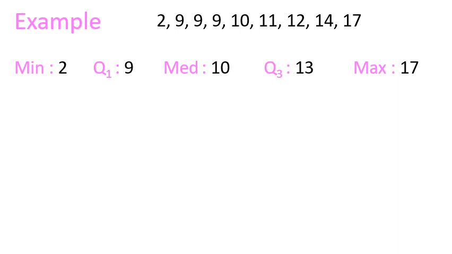Our last example. So here's our data, and I've already worked out the 5-figure summary. I'm not going to write out the range, but it would be 17 minus 2, which is 15. I am going to work out the interquartile range though, which is Q3 minus Q1. So 13 minus 9, which equals 4. And I'm also going to work out if there are any outliers.